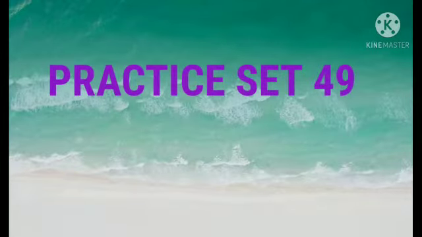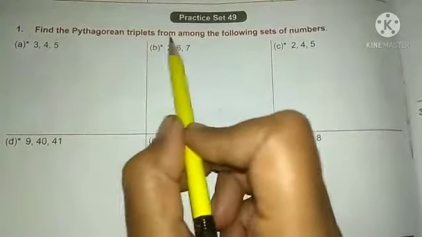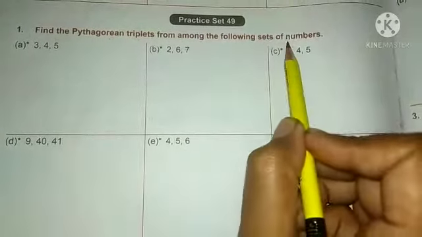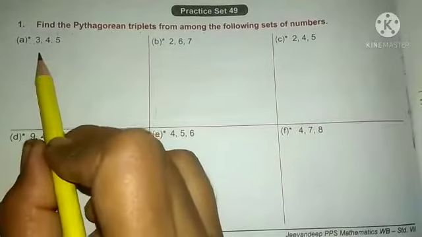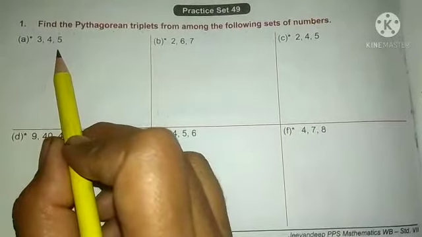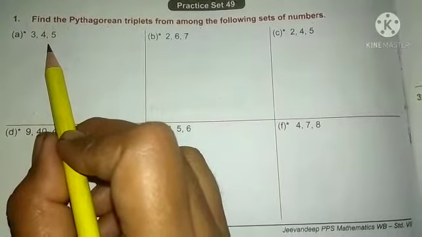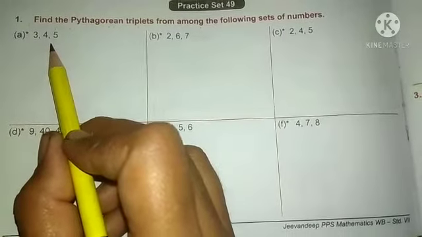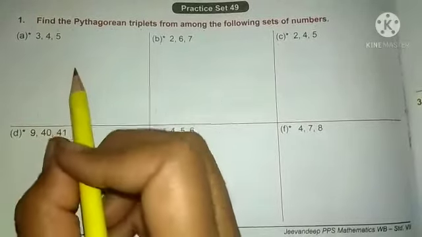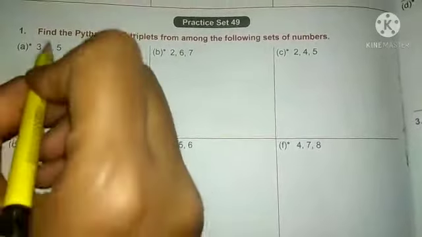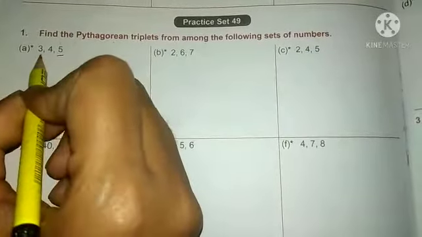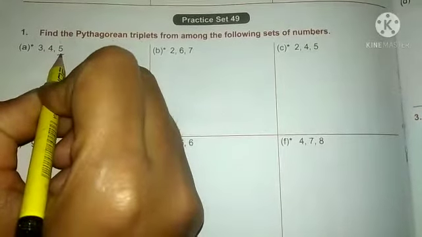Practice set 49. Find the Pythagorean triplets from among the following sets of numbers. Now what you have to do is find out whether the given numbers form Pythagorean triplets or not. Clear? Here the hypotenuse, base and height are not given. So how will you take your base, hypotenuse and height? You take the bigger number. Which is the bigger number? 5 is the bigger number in the given numbers.